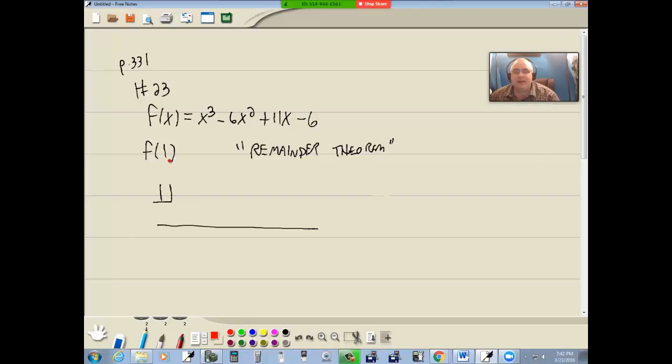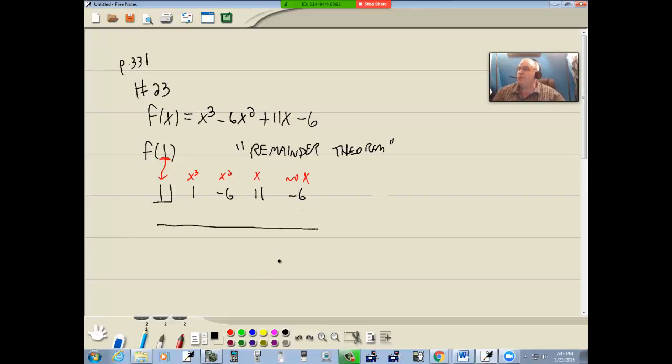When you're evaluating a function, whatever number you're evaluating for, whatever's inside the parentheses, is what goes in your box. Now our largest power is x to the third, so real small, I'll write x to the third, x squared, x, and no x. And I'll write down the number in front of each one of them. There's a 1 in front of the x to the third, a negative 6 in front of the x squared, 11 in front of the x, and no x is negative 6, the constant term.